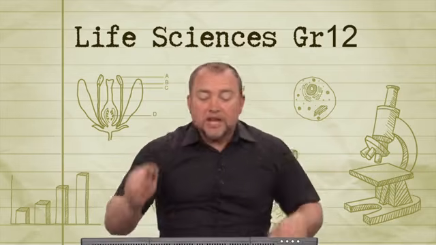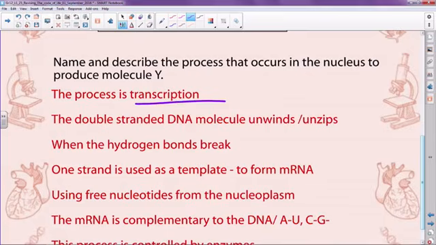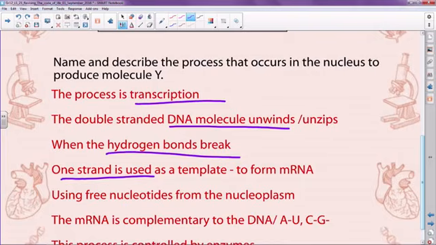Let's have a look at this process. Remember, it was a nice long process, so we know exactly what it is. I've put it down here in point form. First of all, the process that we're looking at is called transcription. Now, a double strand of DNA molecule unwinds, so it unzips. Then the hydrogen bond breaks. That is why it's got to be a weak hydrogen bond. One strand is used as a template for the mRNA molecule to get the code.